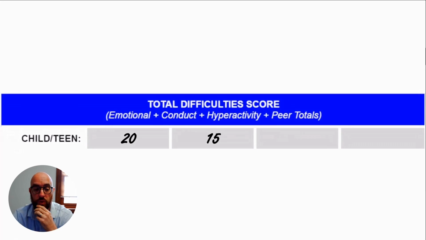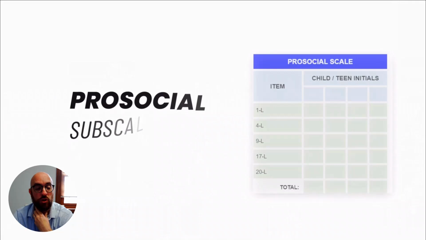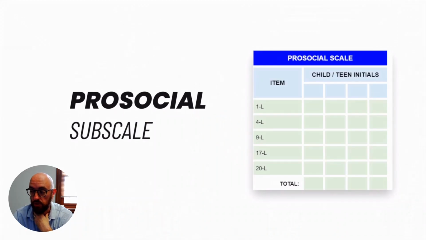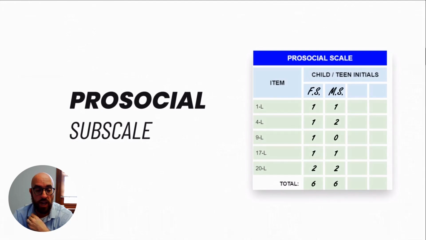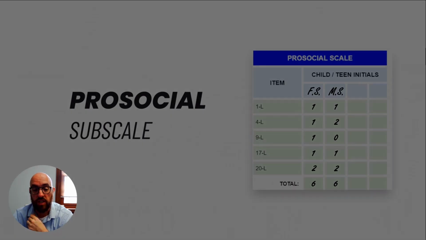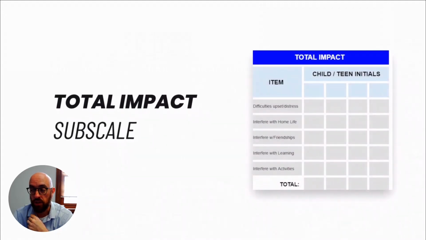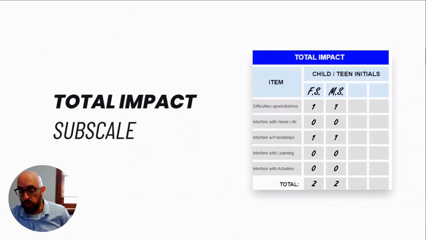Then we're going to turn towards the next one, which is a green scale called the pro-social subscale. All of these are left anchored, which makes it easy. We'll transfer those in and then total those. And then finally, we have the total impact subscale, which is the impact upon the household and the family. You can see difficulties, upset, distress, interfere with home life. All these are pulled from the back page of the SDQ or the second page of the SDQ. We're going to transfer in those scores.